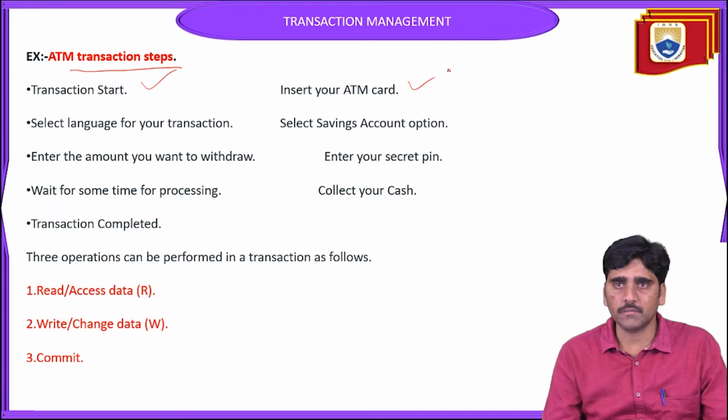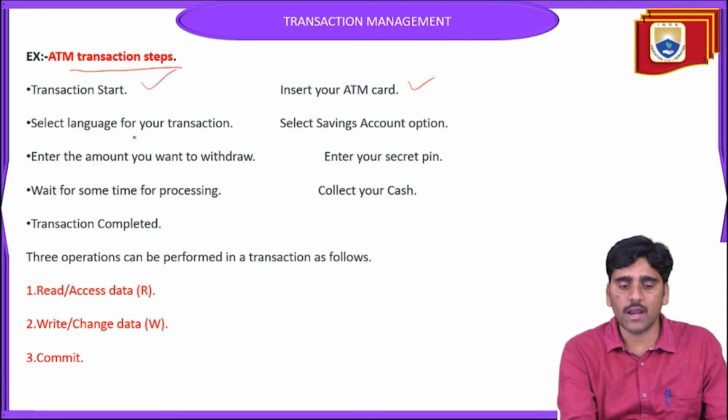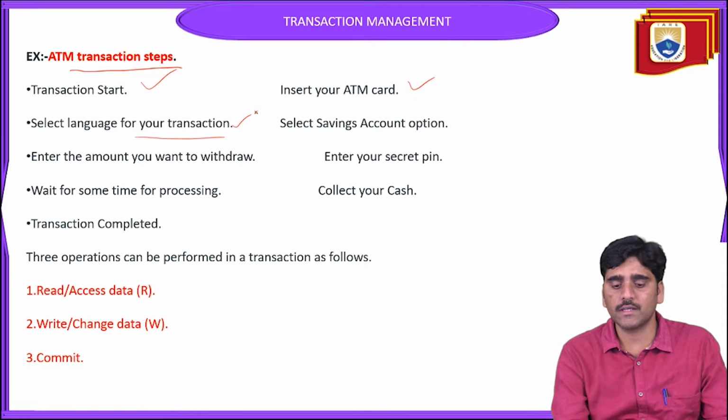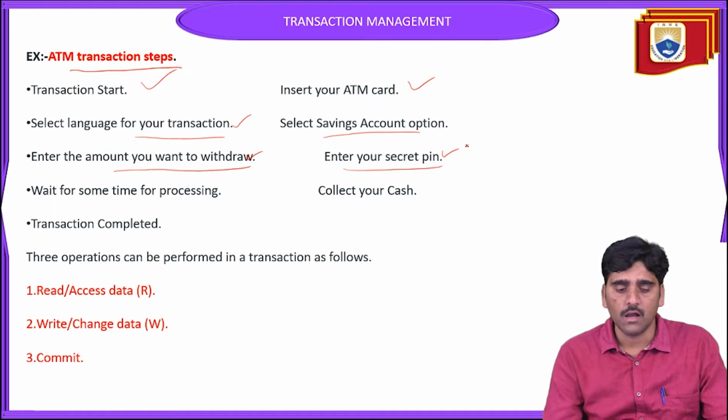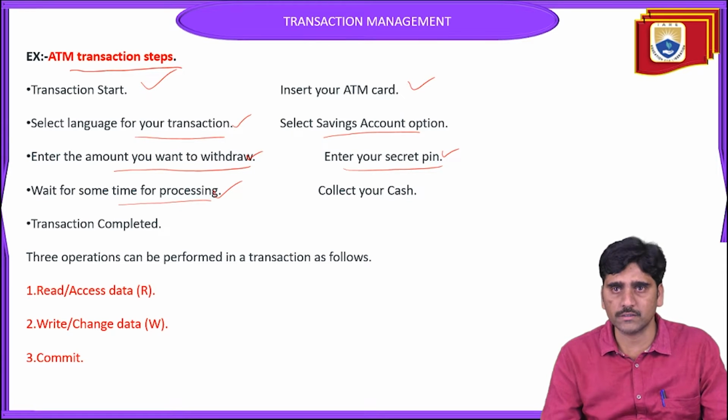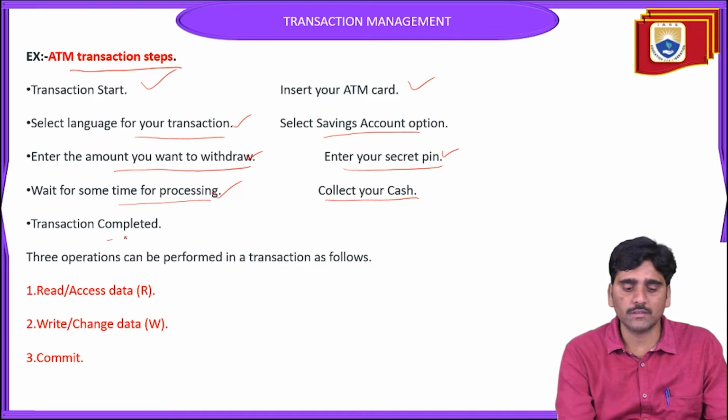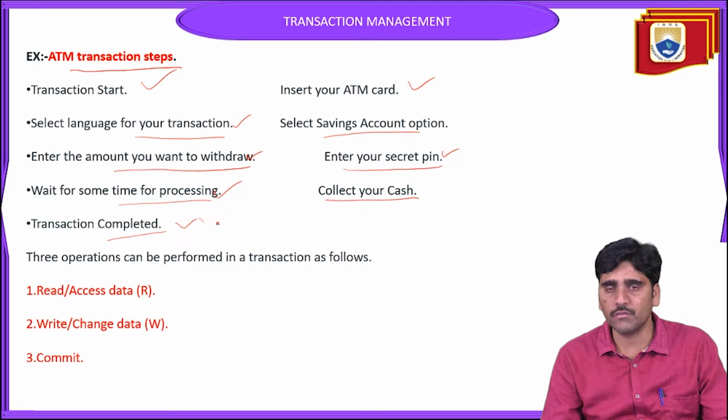Insert your ATM card into the ATM machine. Select a language for your transaction and select the account option, whether savings account or current account. Select the savings account option. Enter the amount you want to withdraw, and enter your secret PIN. Wait for some time for processing. It displays a message to wait to collect the cash. After that, collect your cash and your card. Then it asks whether you want to continue or not, and you press yes or no.